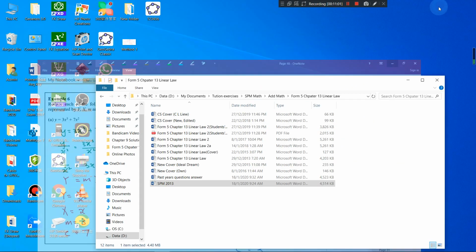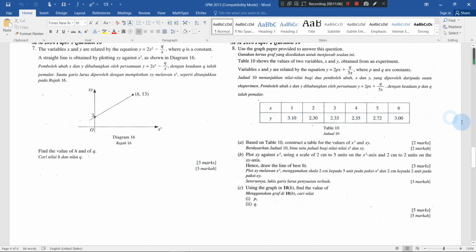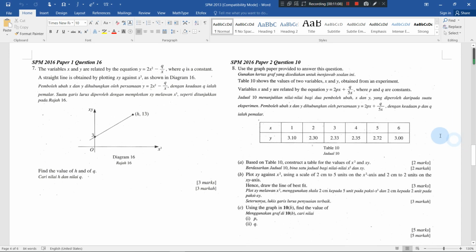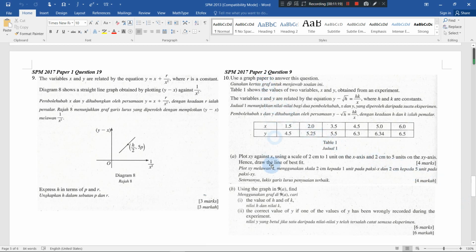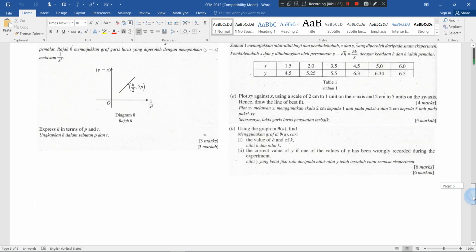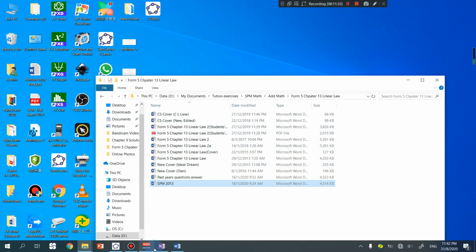Okay, let me show you some past questions. We look at these questions, 2016. Look at the question: plot xy against x squared. They will tell you what to do, what graph to be drawn. Okay, let's see 2017. Plot xy against x. Every year will be the same. They will tell you what to do. Plot y squared over x against 1 over x. Okay, you just follow the requirement of the questions.